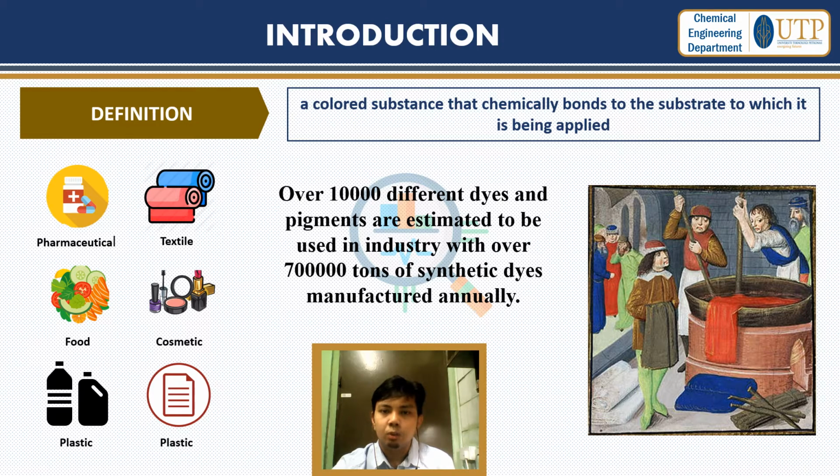The details of the process will be explained later by my friend. Textile, pharmaceutical, food, cosmetic, plastic, and paper industries all use certain substances with significant coloring potential. This shows that the usage of dyes is very frequent in any industry to get the product they want. Statistics also prove that over 10,000 different dyes and pigments are estimated to be used in industry, with over 700,000 tons of synthetic dyes manufactured annually.